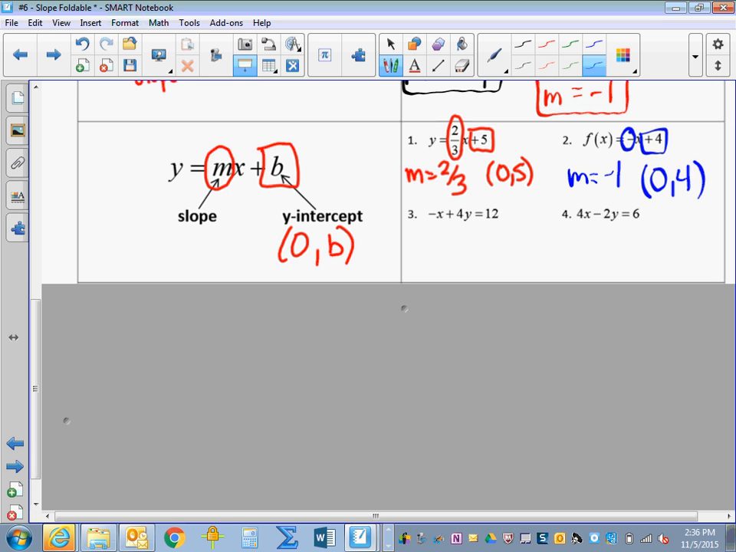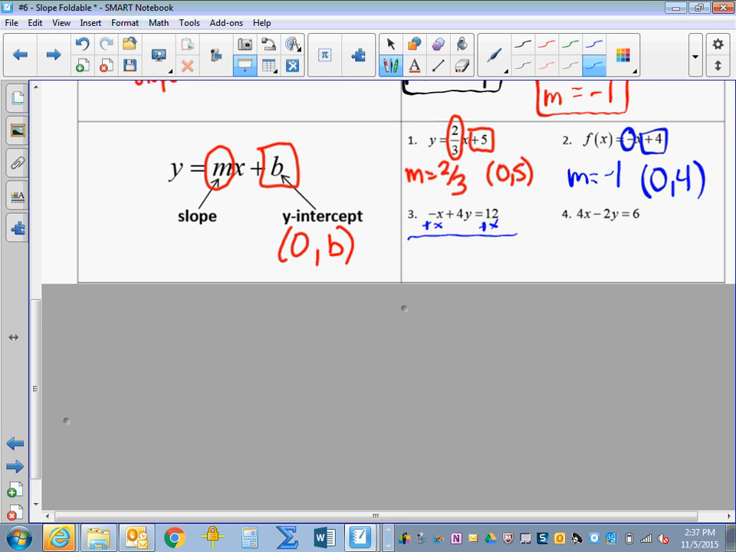All right, now they start to get tricky with number 3 and 4. We have to have it in this form of y equals. That's why we did the warm-up problem where we had to get in y equals, because it's needed for today. So I need to get y by itself. What's going to be my first step for number 3? Get rid of the x. How do I get rid of my x for you? Right, we're going to add x to both sides.